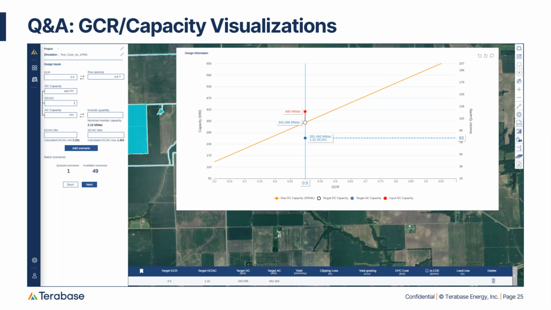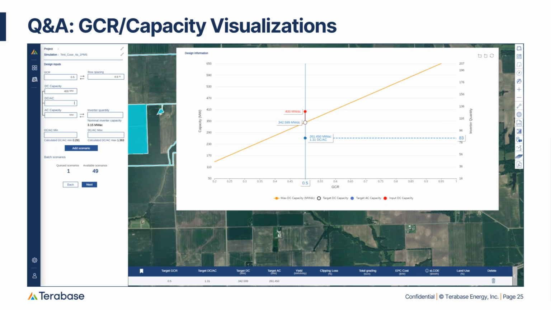Okay, great. Do we have the ability to sort the various modeled scenarios by parameters such as AC megawatts or LCOE? Yeah, you do. When I was looking at the layouts, you could see that there were various parameters about each design, whether that be DC, AC, LCOE, etc.